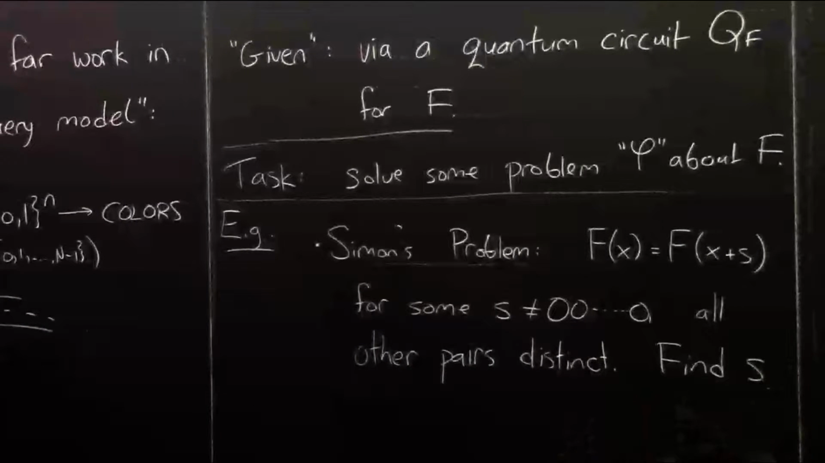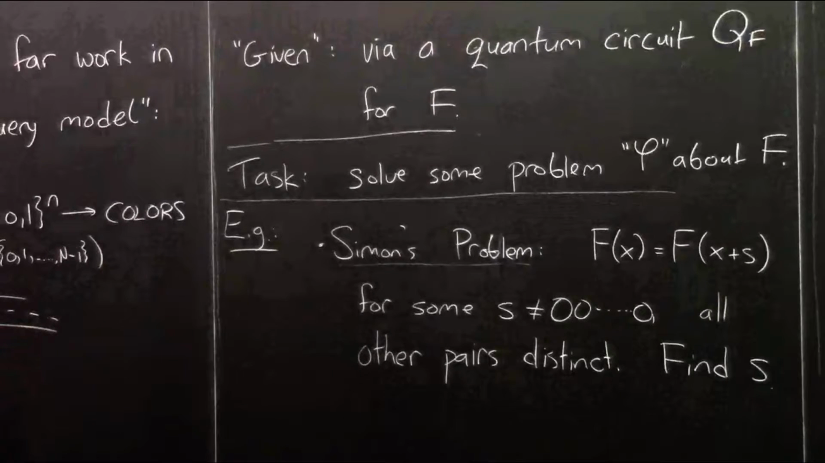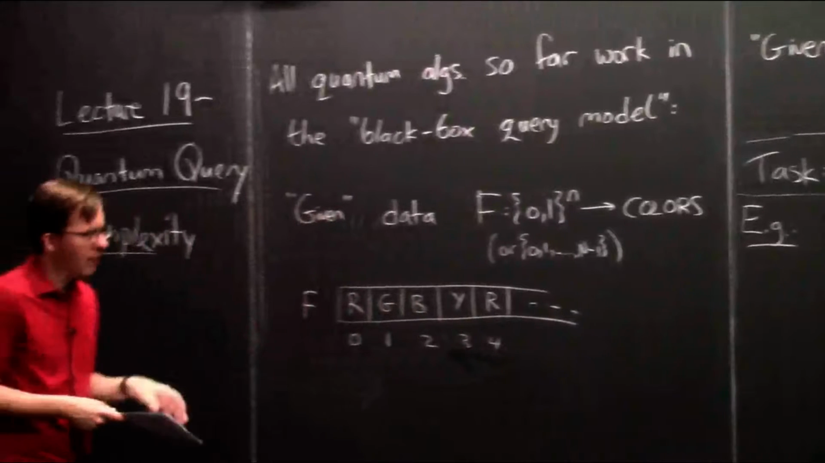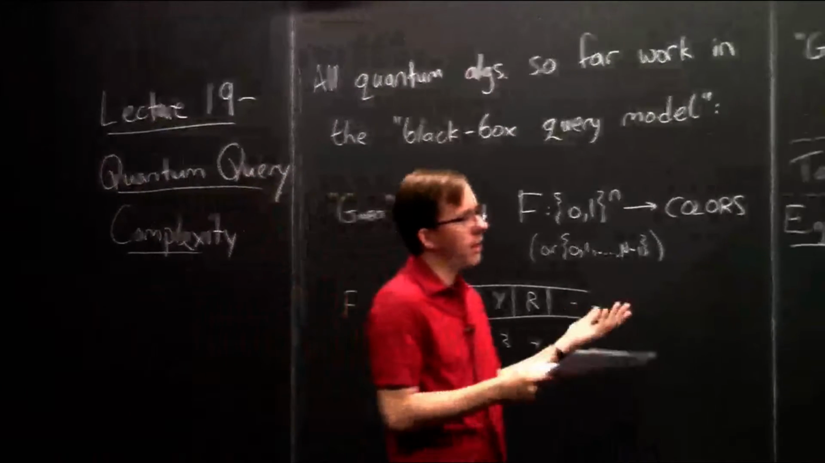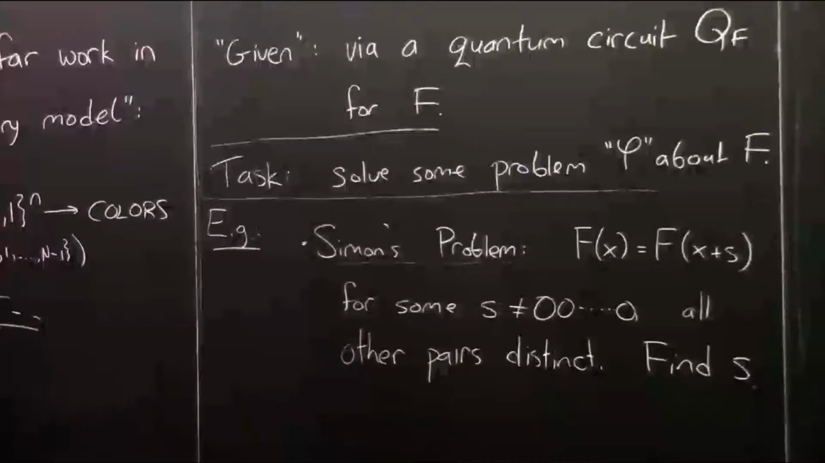So you're imagining you have some sort of box. In fact, you've always had this box QF that we didn't really pry into. We just assumed that it gave us access to some data. The task was to solve some problem about this data, capital F. Later in the lecture, I'm going to start calling these problems phi, just because I needed some letter. So the problem will be called phi. And all the algorithms that we've seen so far quantumly fit into this framework.